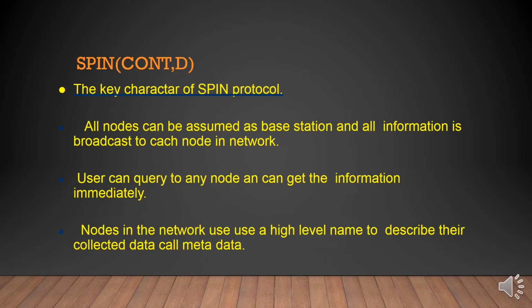So SPIN, the characteristics of the SPIN protocol. All the nodes can be assumed as a base station and all information is broadcast to each node. So the user can query any node and can get information immediately. Nodes in the network use a high level name to describe their collected data, called metadata.